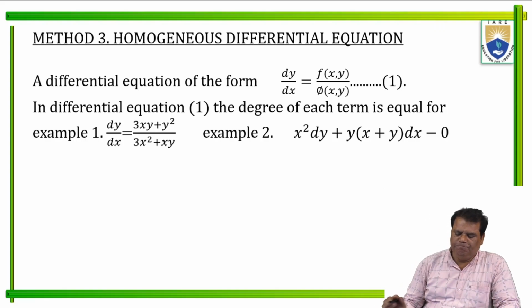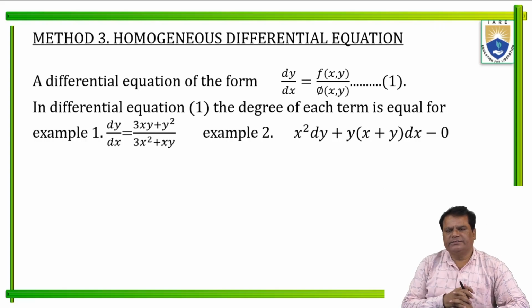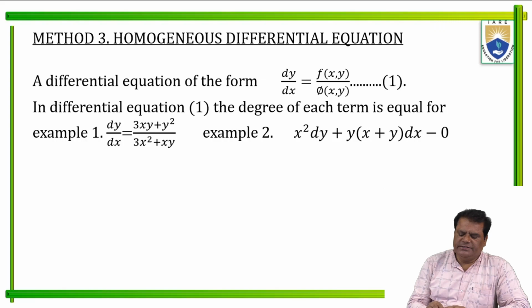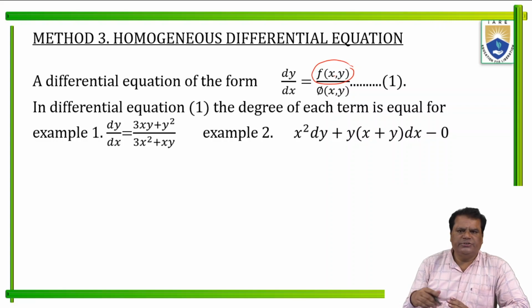First, we are discussing the definition of a homogeneous differential equation. What is a homogeneous differential equation? A differential equation of this form is the form of a homogeneous equation. Here the numerator is one function, and in this function there are two variables, x and y, but all variables have the same degree in each term. In each term, the sum of degrees of all variables is equal in numerator and denominator.